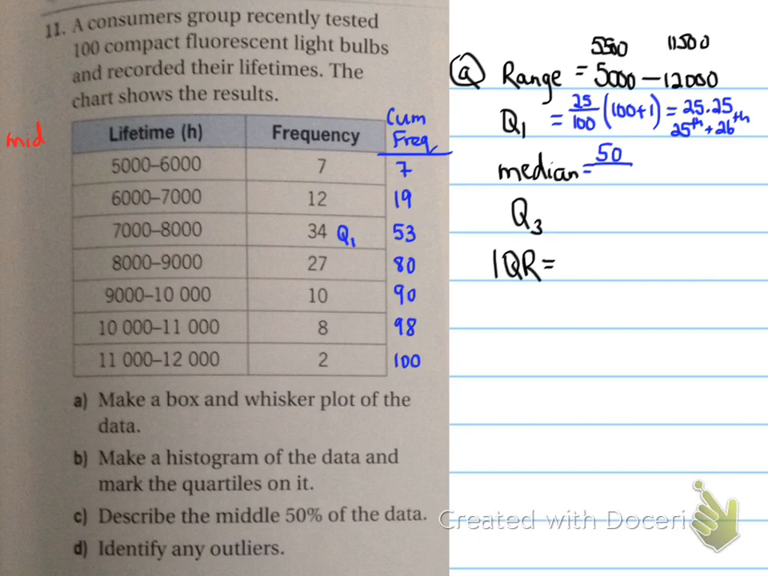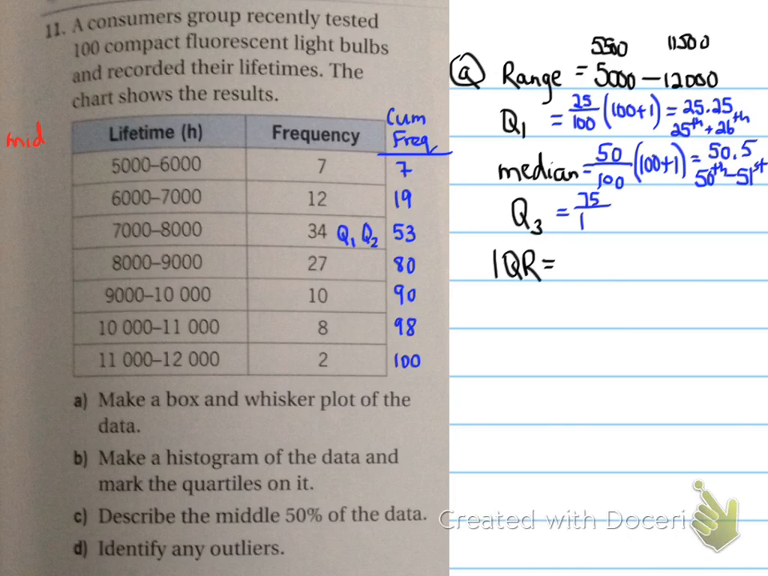Then we need to calculate the midpoint, the median, which is 50 over 100 times 100 plus 1, which is 50.5, which is between the 50th and 51st value. That will be also found in the same place where Q1 is found, so our median, our Q2, is found also in the same place where Q1 was located.